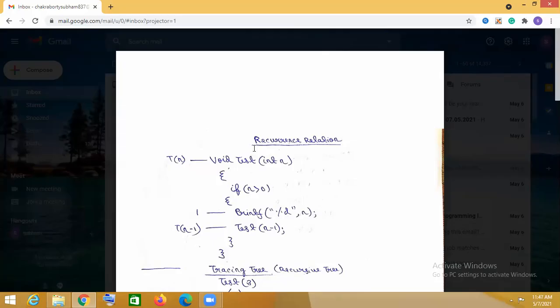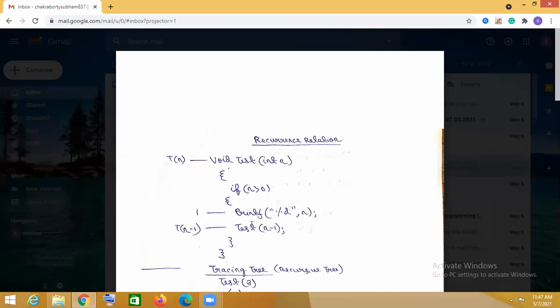This recurrence relation is basically used for recursive functions. You can see in case of factorial, recursive calls are used. That is how recursion works. Recursion means a function can call itself any number of times. And recurrence relation is basically used for recursive functions.